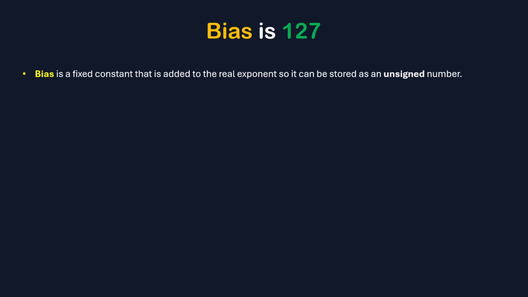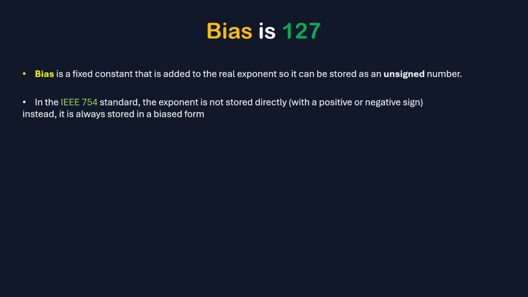As I mentioned before, I want to explain what the bias is and why it is 127. And also, why do we have to add the bias to the exponent? Bias is a fixed constant that is added to the real exponent so it can be stored as an unsigned number. In the IEEE 754 standard, the exponent is not stored directly with a positive or negative sign. Instead, it is always stored in a bias form.